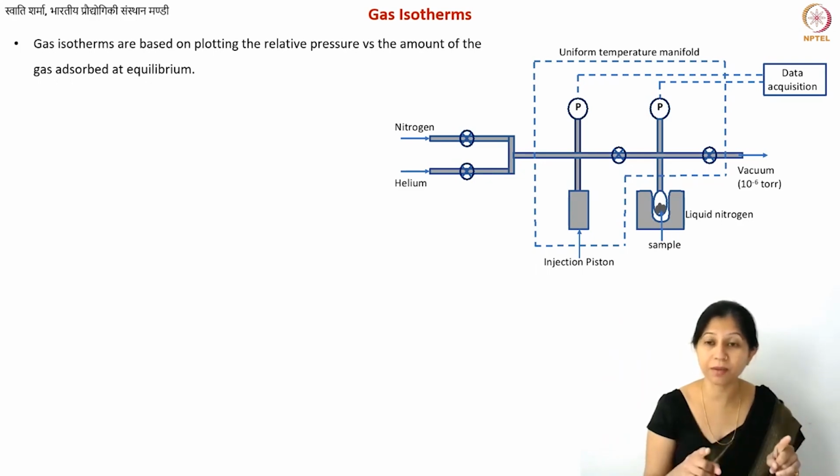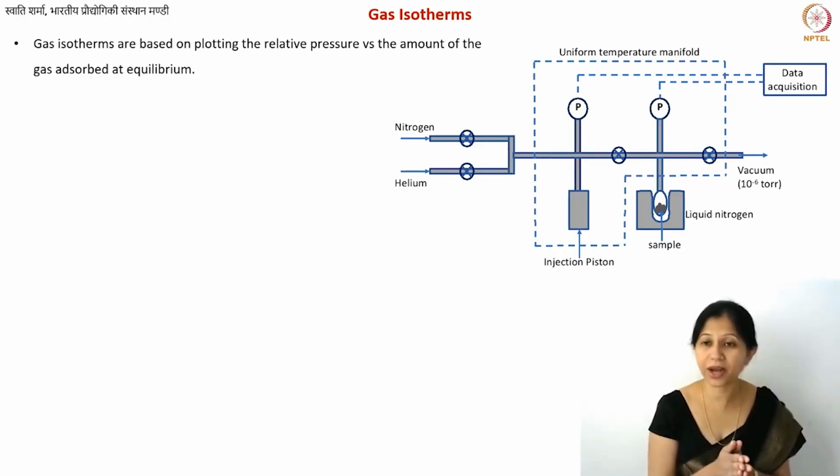So at equilibrium, the values of the partial pressures that you get, if you plot them against the concentration of the gas or the amount being adsorbed, these plots are known as gas isotherms. So here I have shown a schematic of the equipment that is typically used. One important thing here is that there are a lot of valves, and there's some detector, and there is a sample holder and so on. Important thing is that you have liquid nitrogen filled around your sample.